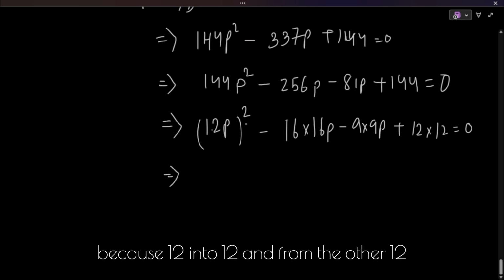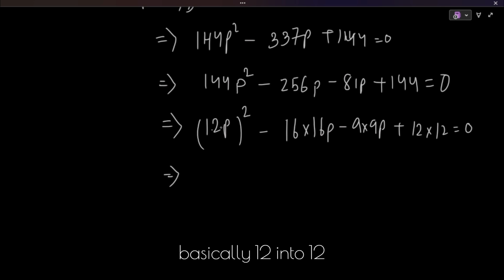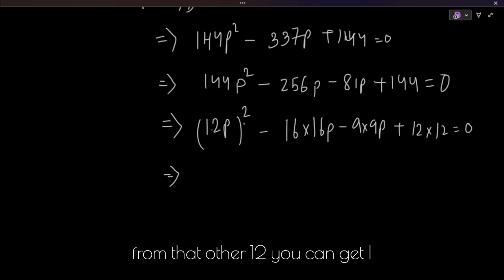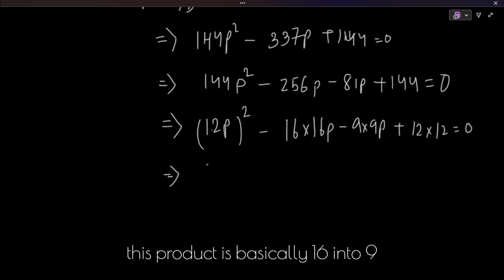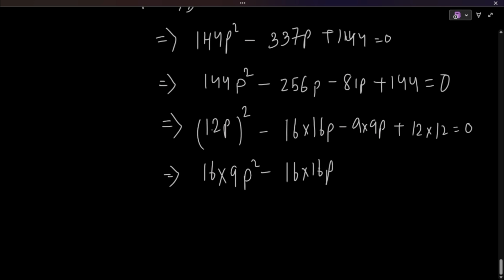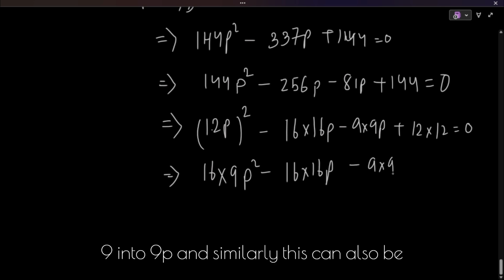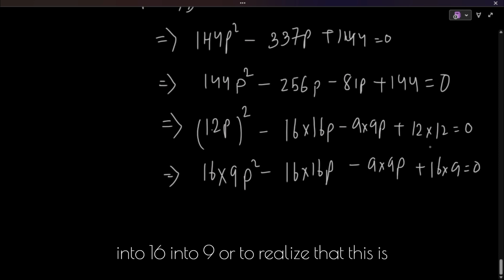So do you get a 12 there? Yes, because 12 into 12 and from the other 12, you can get a 4, right? So this is basically 12 into 12. From that other 12, you can get, I think 4, which is 48. And that is basically 16 into 3, right? So this product is basically 16 into 9, like this, p squared minus 16 into 16p. That is what we have to realize here, and 9 into 9p. And similarly, this can also be written as 16 into 9.